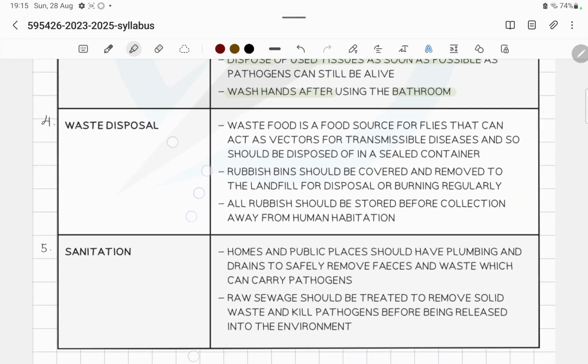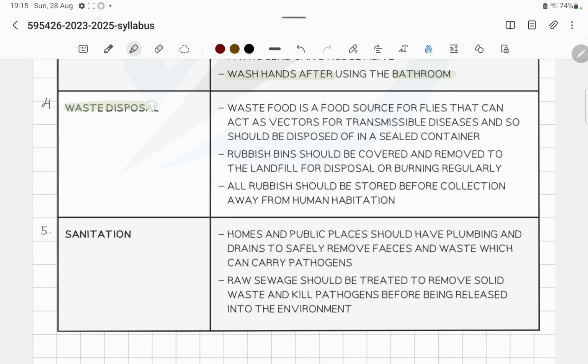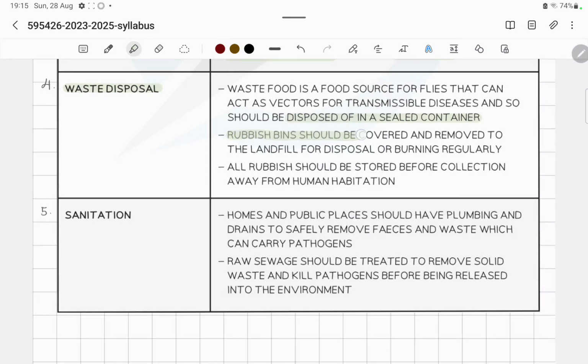The fourth one is waste disposal. Waste food is a food source for flies that can act as vectors for transmissible disease, so it should be disposed of in a sealed container. That is the step, because flies can be there to transmit diseases. After that, the rubbish bin should be covered, and the rubbish should be removed regularly to the landfill for disposal or burning.